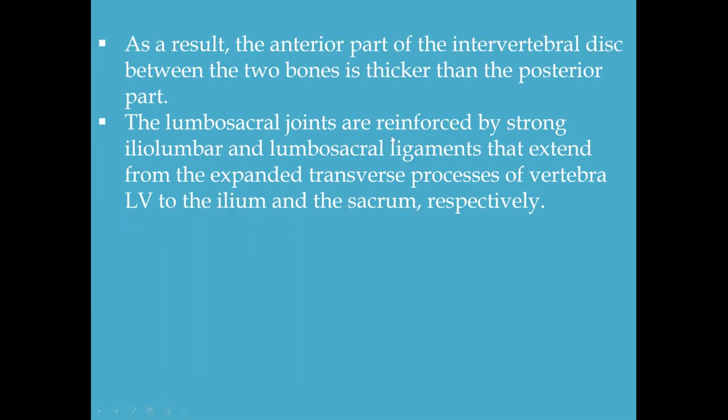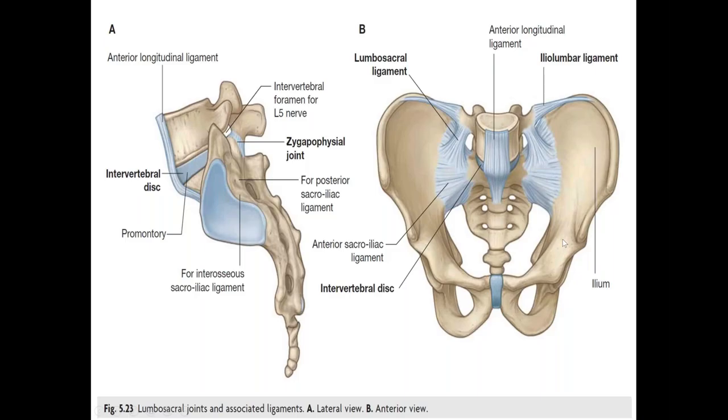The lumbosacral joints are reinforced by strong iliolumbar and lumbosacral ligaments that extend from the expanded transverse process of vertebra L5 to the ilium and sacrum respectively. So here is the lumbosacral joint and associated ligaments.